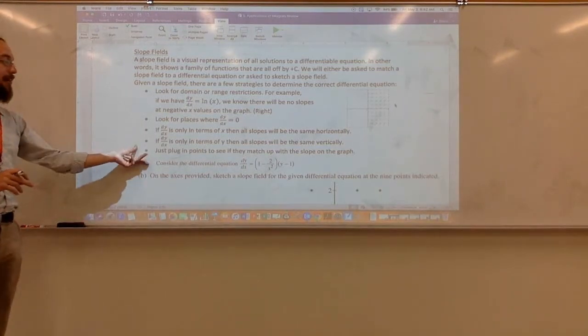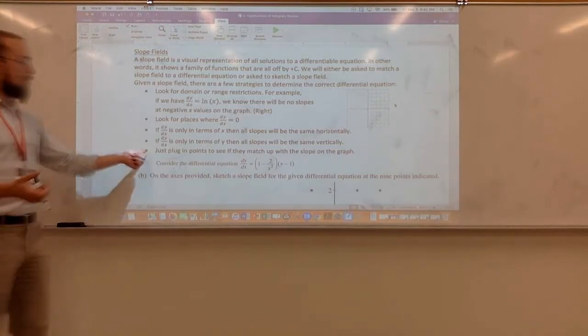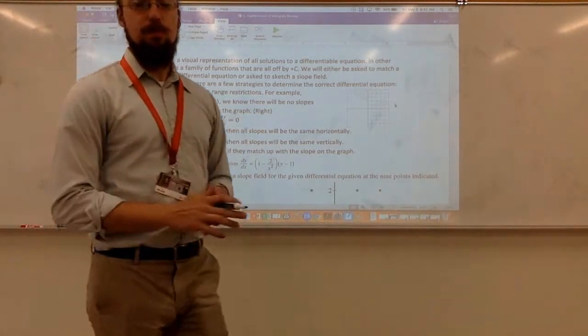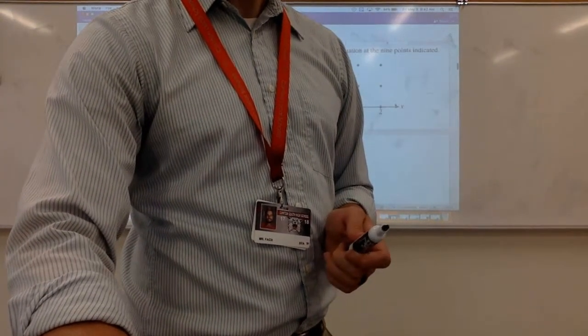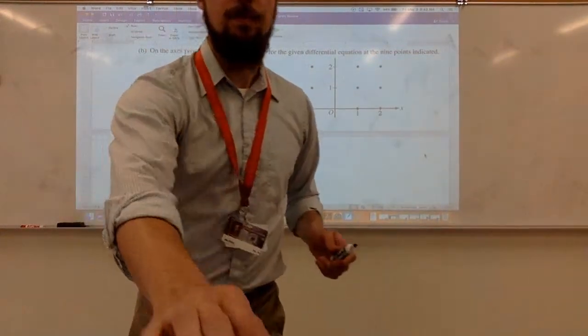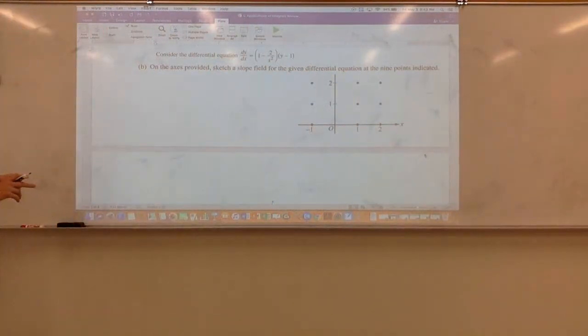The last and probably the most common way of figuring out what slope field matches up with what is just to plug in points to see if it matches up with the picture that you're given. So let's sketch a slope field, and then let's do an example where we have to match a slope field with the correct differential equation. So here we're given this differential equation, and we just want to sketch the slope field at the 9 points on the graph.